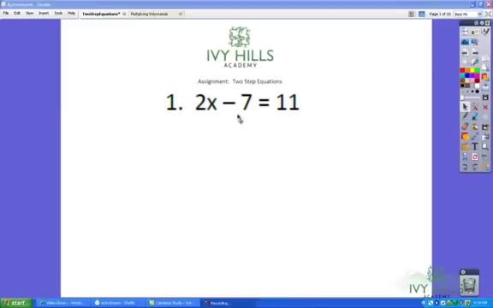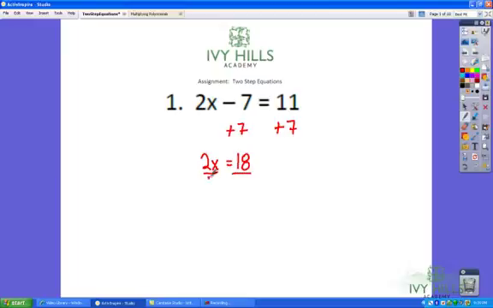For number 1, we have 2x minus 7 equals 11. My first step is to add 7 to both sides. Rewrite the equation so that you have 2x equals 18. Dividing both sides by 2, you will get x equals 9.